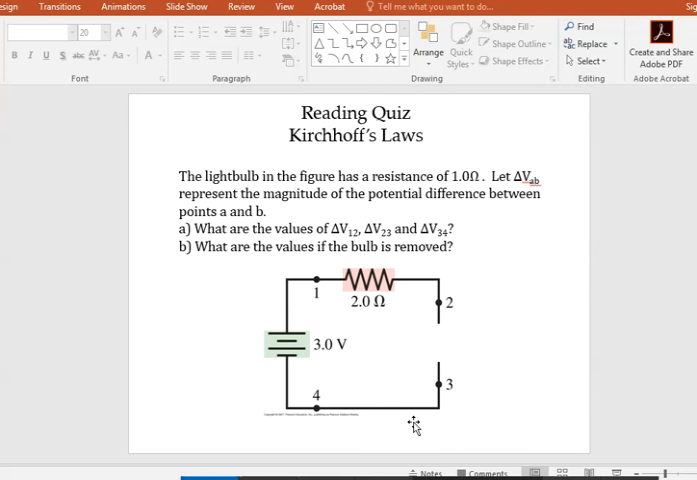Another way to look at or interpret this problem is to say, well, what they mean maybe is just if it was a wire instead of the bulb being there. So in that case, we could take a look at, what if it was just a wire? And we'd get something that looks like this.